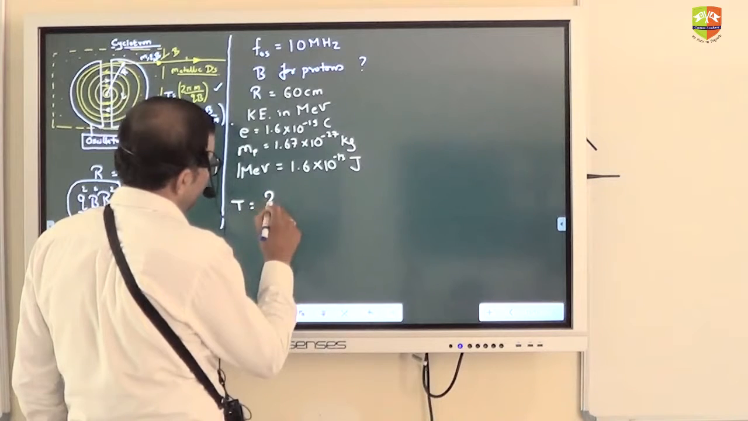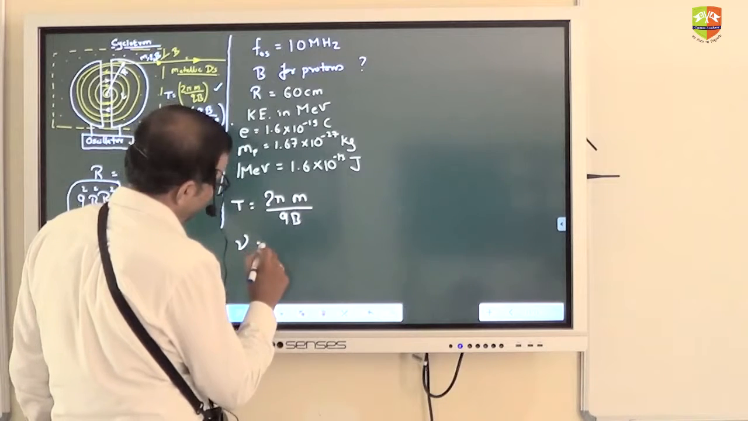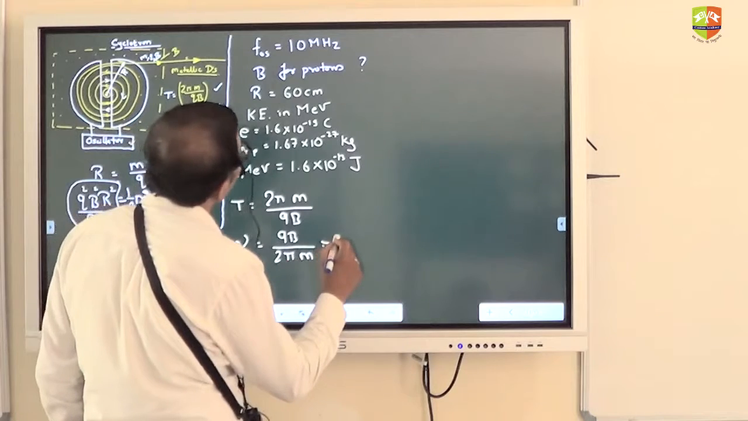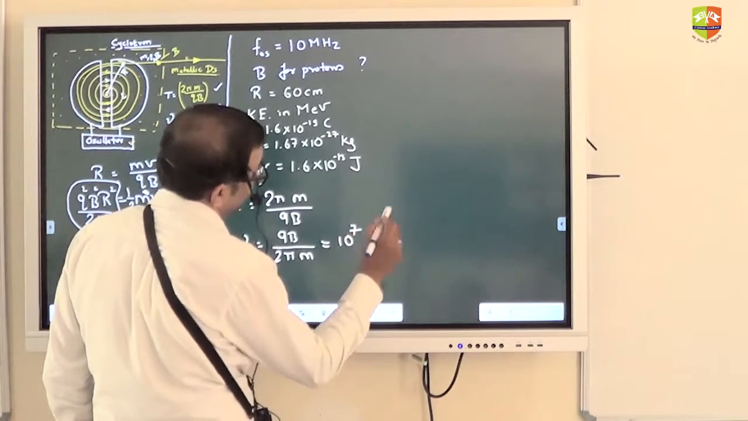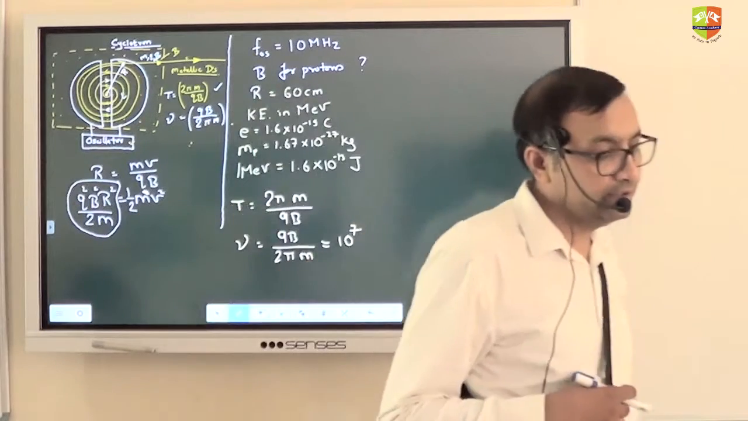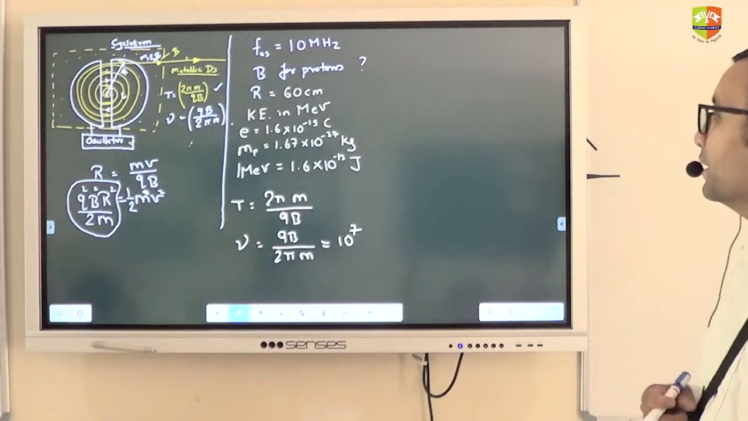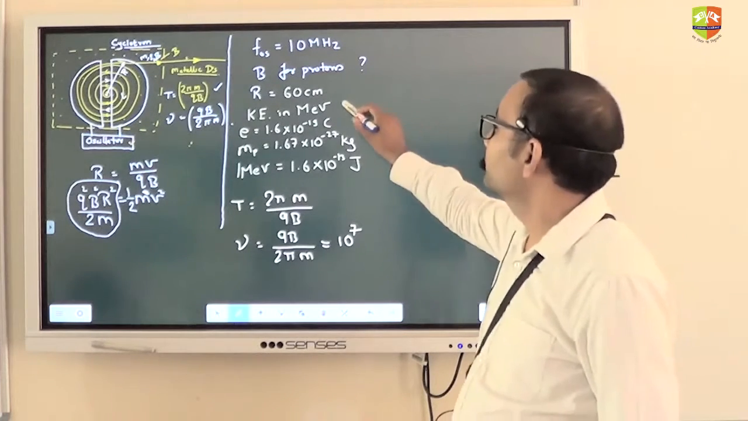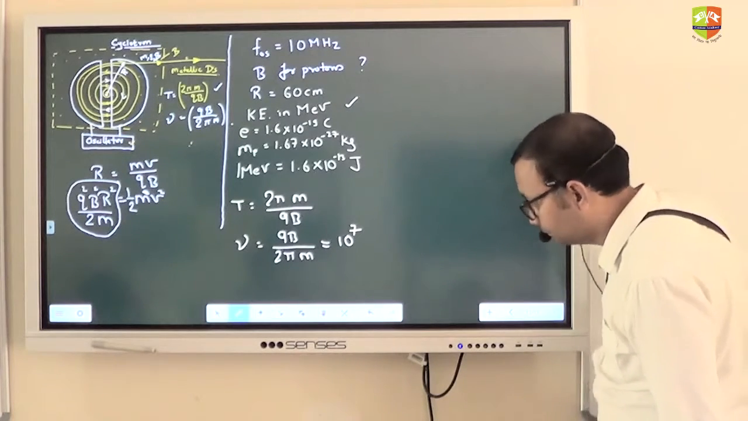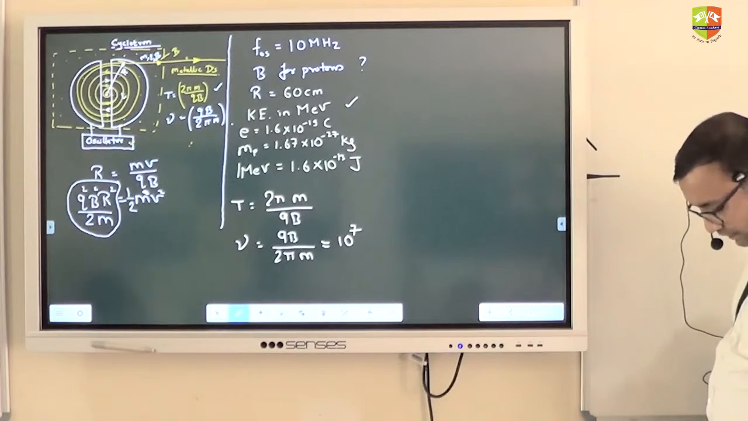Time period is 2 pi m by qB. So frequency is qB by 2 pi m. This should be equal to 10 megahertz, that is 10 to the power 7. Look at the value of B, 0.66, everything is given. Find out the kinetic energy in MeVs. Do it properly, get it right. What's the point of doing it fast and getting it wrong?